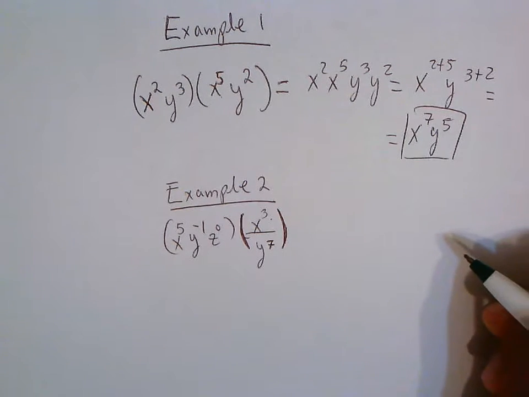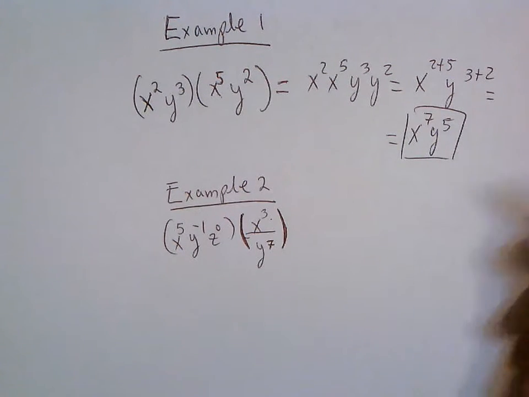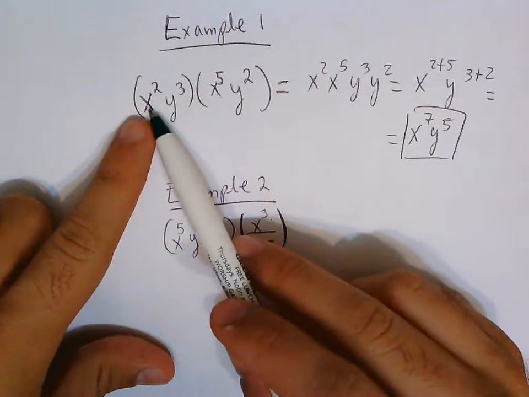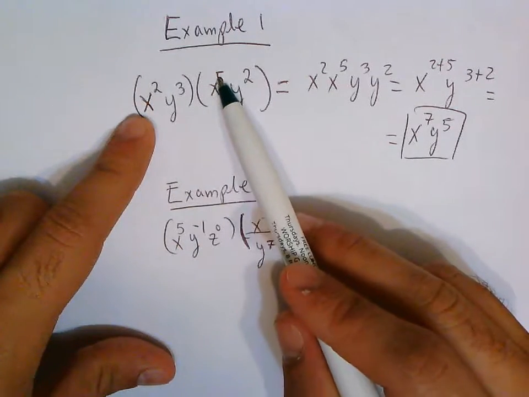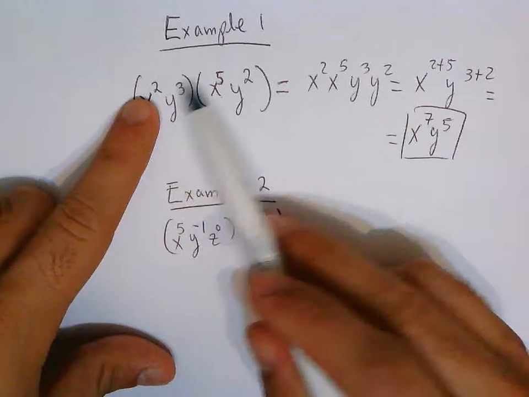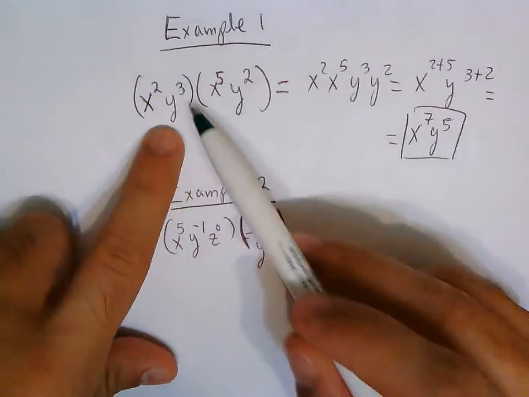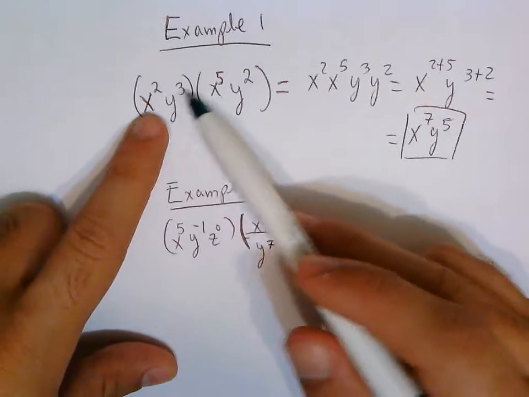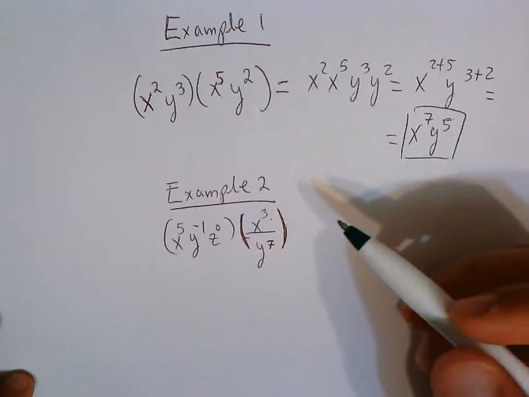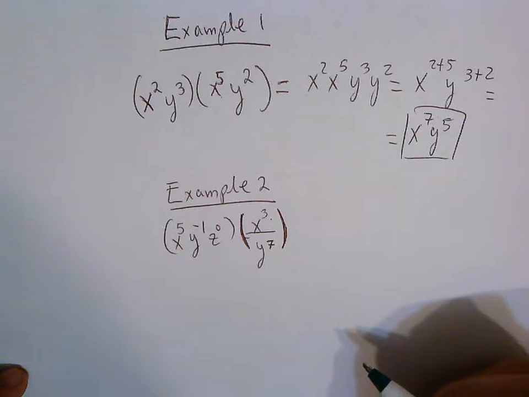That is example number 1. Some people can see this from far ahead. Well, they see x to the power of 2 times x to the power of 5. That just means 2 plus 5, and that's 7. And then 3 plus 2 is 5. But one more time, I can only do that because they're multiplying each other. Let me jump into example number 2.